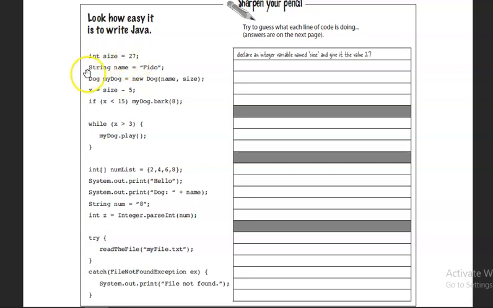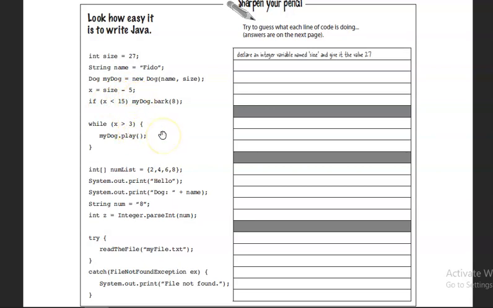Then we have a String class in Java. Here they have declared String name equals Fido. This is how we declare variables in Java. Then Dog myDog equals new Dog, and in brackets we have passed some parameters. This is how we create objects in Java. Here Dog is the class, myDog is the object, and this is the syntax, equals new Dog. This is how we create an object. Then here we have a new variable which has an operation, size minus 5.